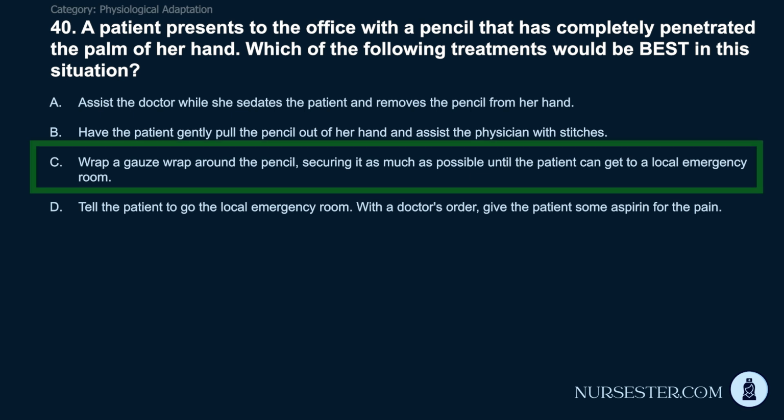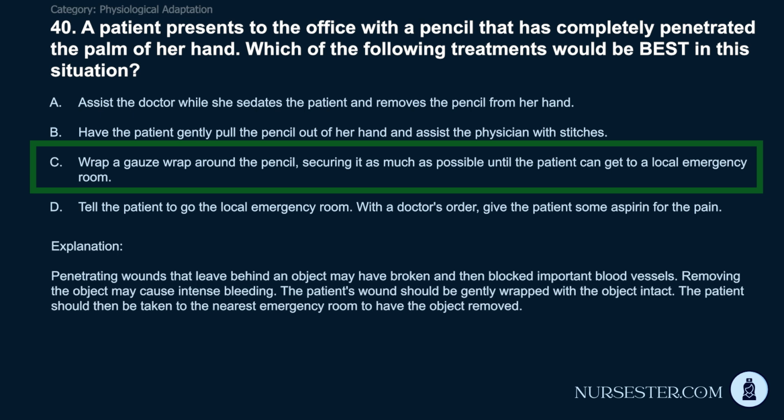Correct answer: C. Wrap a gauze wrap around the pencil, securing it as much as possible until the patient can get to a local emergency room. Penetrating wounds that leave behind an object may have broken and then blocked important blood vessels. Removing the object may cause intense bleeding. The patient's wound should be gently wrapped with the object intact. The patient should then be taken to the nearest emergency room to have the object removed.